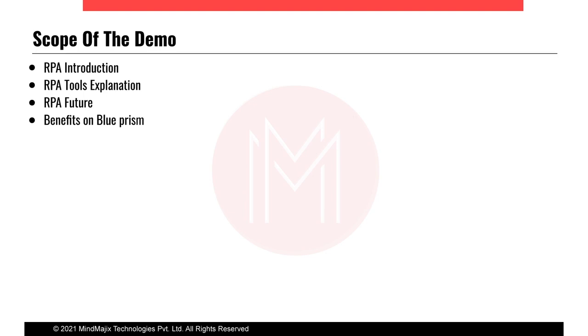We can automate PDFs and everything by using OCR and others. Some third-party tools are also available, like ABBYY. These are third-party tools to interact with PDFs and images. These kinds of documents we can automate by using third-party tools. This is the future of RPA. So we are stepping to the next level, artificial intelligence and so on.